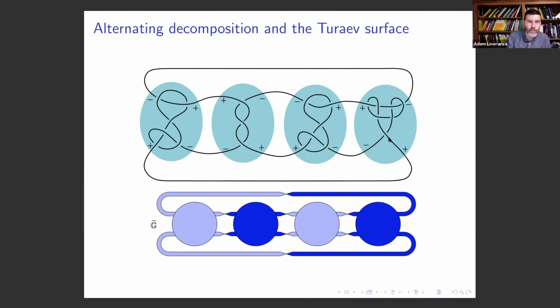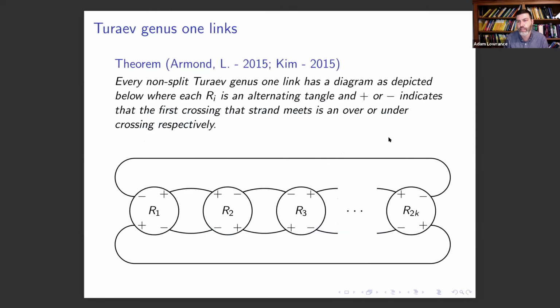And if you follow the combinatorics of that and make some arguments, then you can characterize Turaev genus 1 diagrams. So the way that the proof goes is essentially every prime Turaev genus 1 diagram looks like this thing at the bottom.